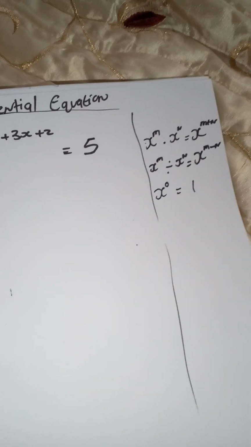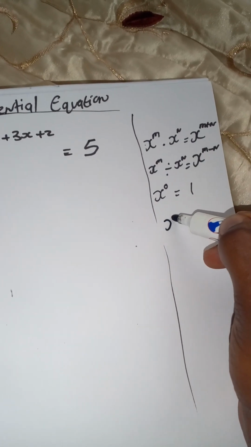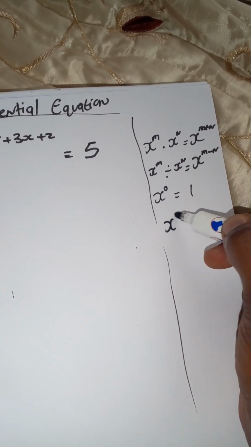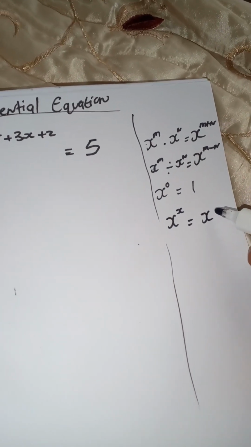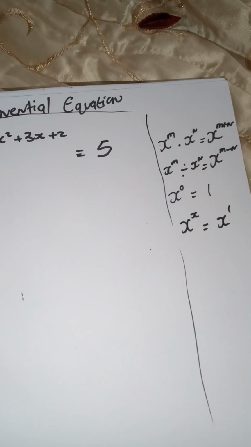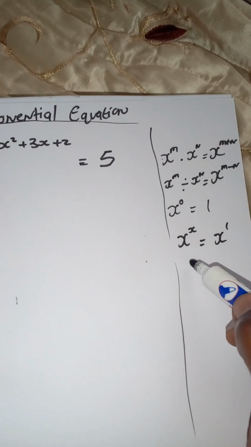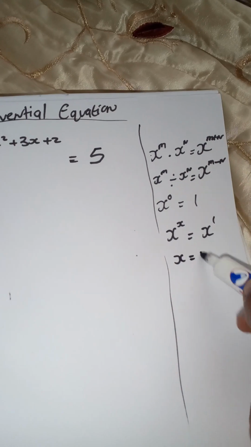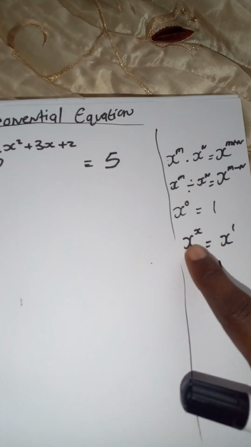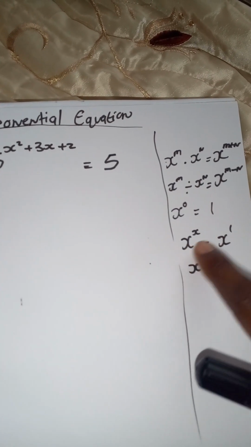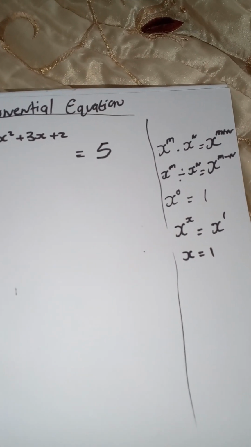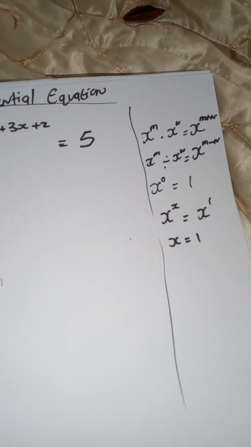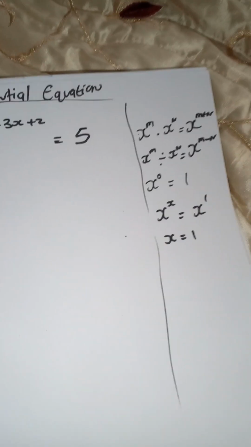And then if the exponents of the same base are equal, when the bases are equal, we say also the exponents are equal. So that means if base x is equal to base x, mathematically the exponents are said to be equal. So these are some of the things that we have to use when solving this one.